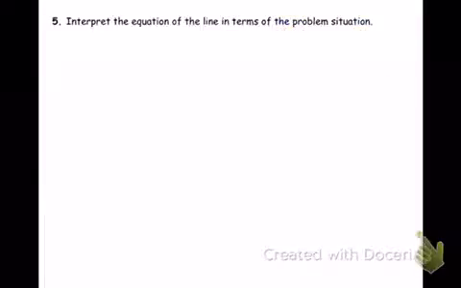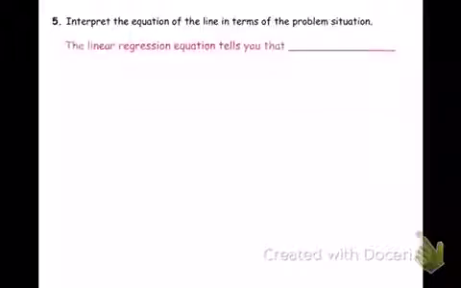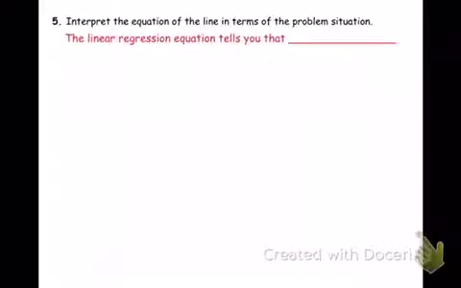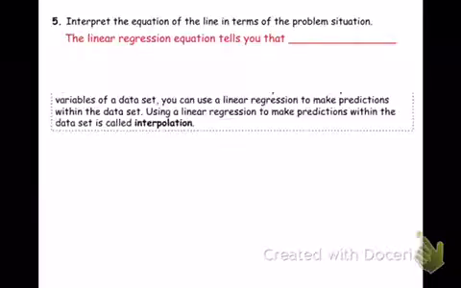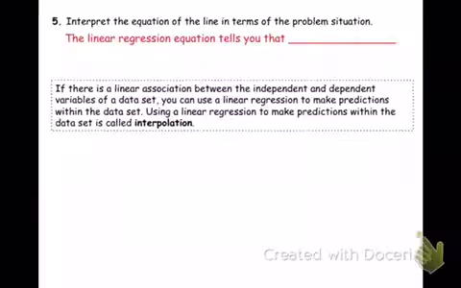All right, now that we have our linear regression equation, let's go ahead and interpret the equation of the line in terms of the problem situation. So the linear regression equation tells you what's happening on a yearly basis. You're going to be using those two numbers from your slope and from your y-intercept. The number of sales is dropping this much every year. Something to that effect is what you're going to be writing in this sentence. All right, let's move on to the next piece.